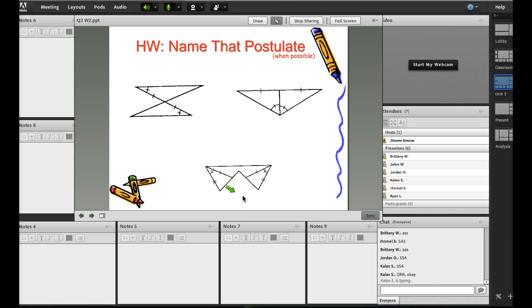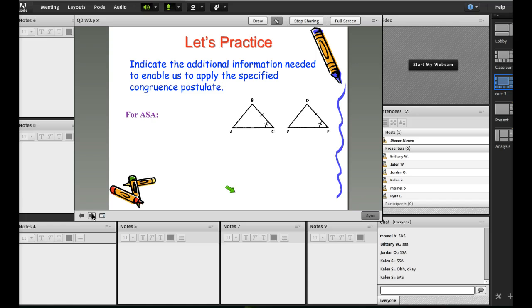Side angle. I mean, yeah, side angle. Okay, Jordan is saying side angle side. Yes, no? Ryan says yeah, he agrees. Kaylin agrees. Ramel agrees. Am I saying your name right? Yeah. Okay, good. All right.